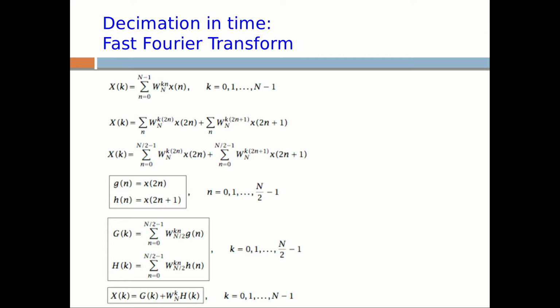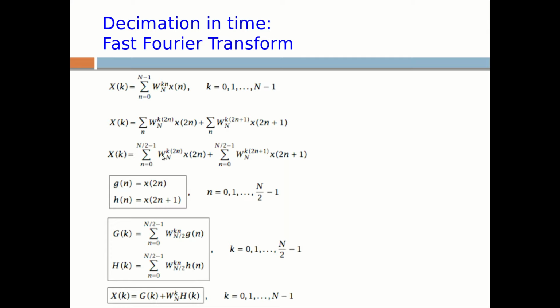The equations of DFT can be modified slightly to represent the equations of fast Fourier transform. So what we do is we split the even and the odd terms here. The summation limit, which was initially from 0 to N minus 1, would become 0 to N/2 minus 1. Let G(k) be the N/2 point DFT of the even terms, and H(k) represent the N/2 point DFT of the odd terms.